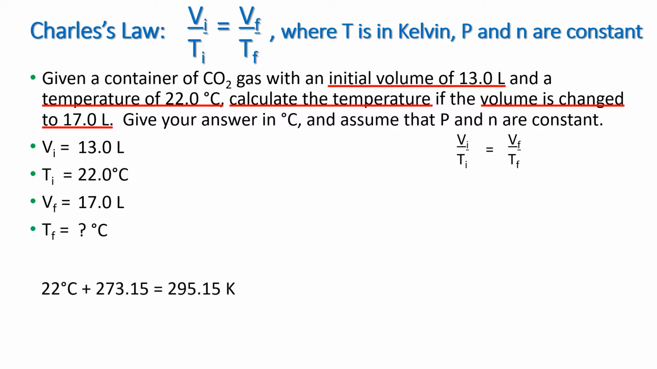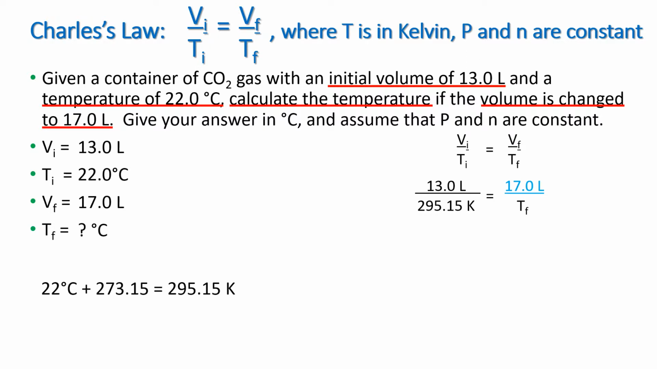So let's do that right now. So we've taken our initial temperature reading, which is 22.0 degrees Celsius, add 273.15, and we end up with 295.15 kelvins. And now that we've dealt with that temperature conversion, let's plug in the values into our formula. And our problem now reads that we have 13.0 liters over 295.15 kelvins is going to be equal to 17.0 liters over our final temperature, our unknown.